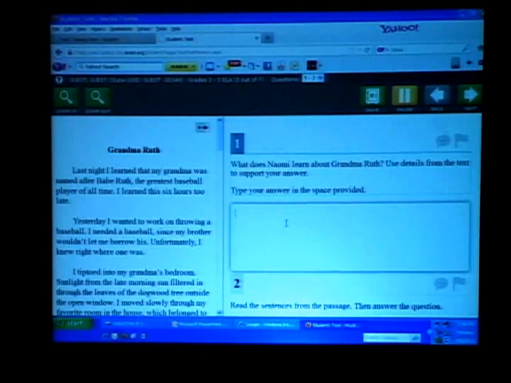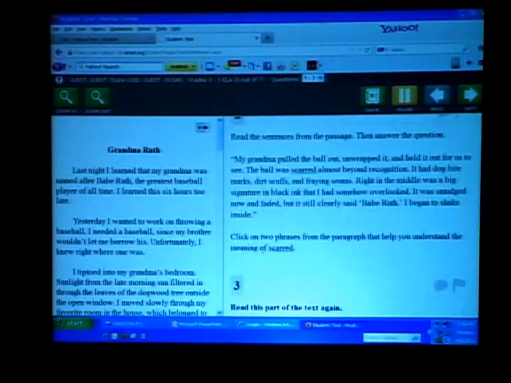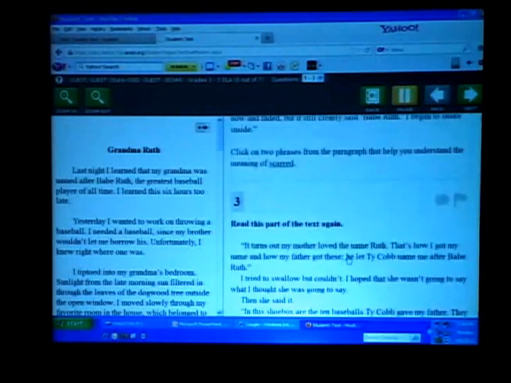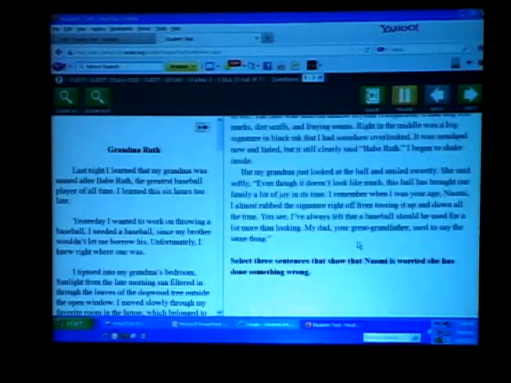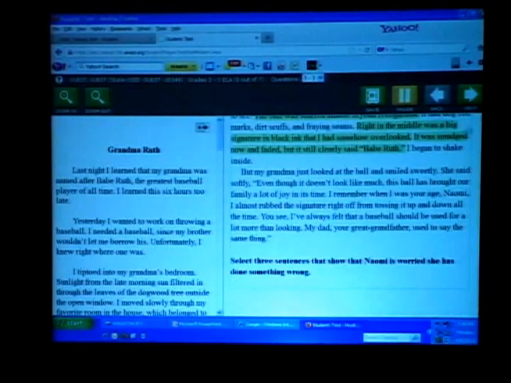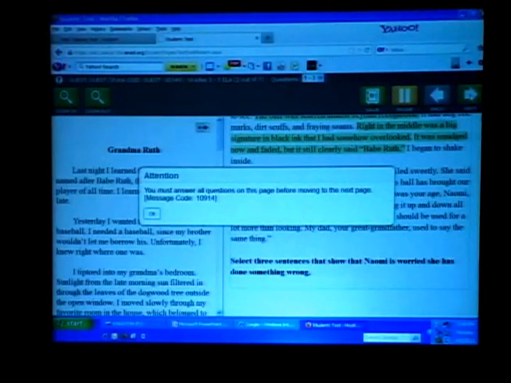Some of the questions are open-ended response. Some of the questions ask students to click on 2 phrases from the paragraph. To be able to answer, to read the part of the text again, to select 3 sentences that show the character did something. Again, they need to click and highlight. So those are some of the examples from the English language arts portion.